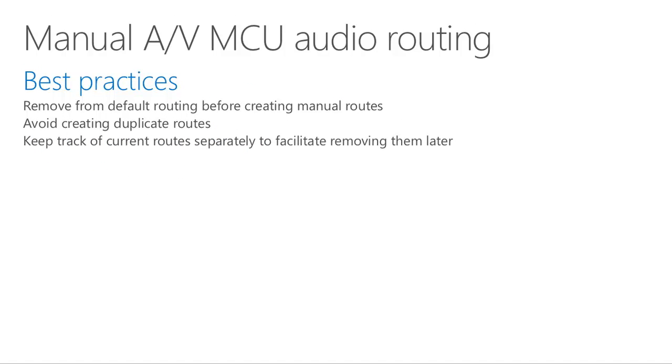These two things always go together, so you have to remove participants from the default audio mix before you create the manual routes. If you don't do that, first of all, it won't work. The person that you're changing routing for will continue to hear everybody. And second of all, you can get some strange behavior in the conference. So you always need to remove someone from the default and then add specific routes for them. Another thing to avoid is creating duplicate routes. You don't generally want to create two routes from your UCMA application to someone. So in order to prevent that, you need to keep track of what routes you have in place so that you can remove them later and so that you don't add duplicates.